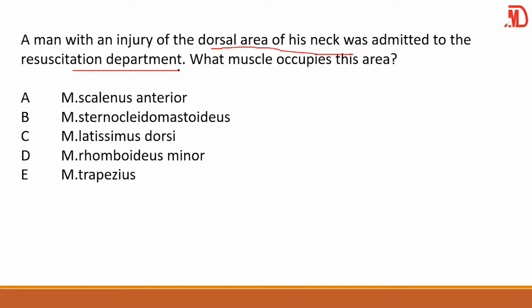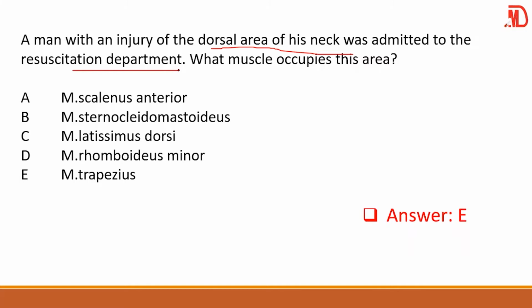What muscle occupies this area? Now, if you look at the dorsal surface of your neck, mostly it is made up of what? Trapezius muscles. A lot of them are made up of the trapezius muscles. So over here, your answer should be what? E. Trapezius muscles.